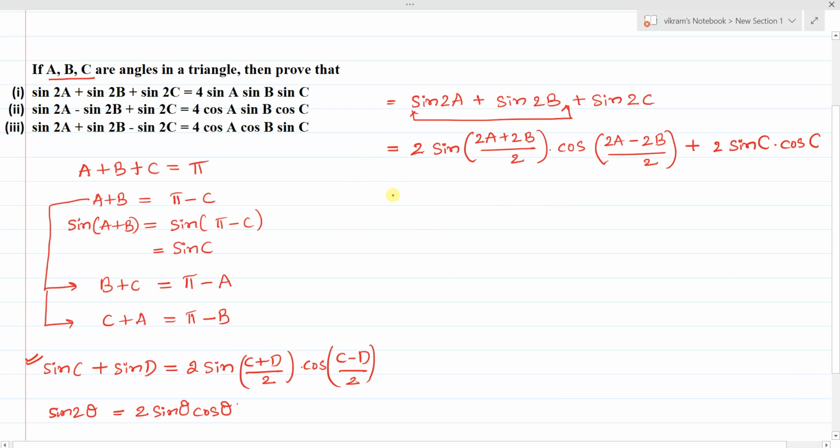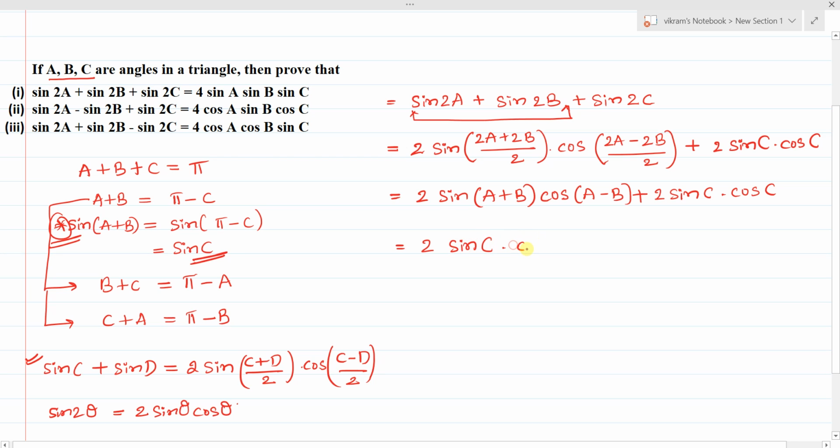Now if we simplify, taking 2 as common, we can write it as 2 sine of A plus B into cos of A minus B plus 2 sine C into cos C. In the next step, sine of A plus B can be written as sine C. So we get 2 sine C into cos of A minus B plus 2 sine C into cos C.